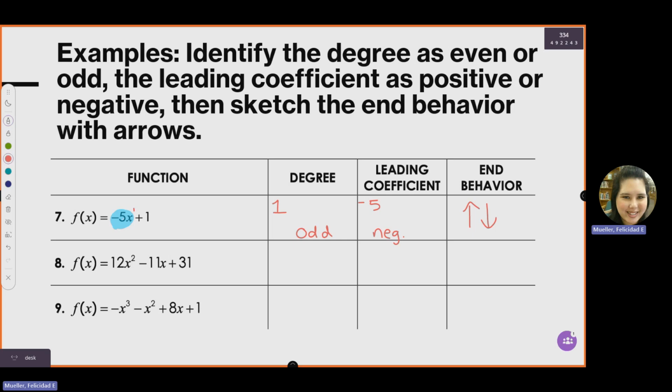All right, let's take a look at 8 and 9. Looking at 8, my leading coefficient is 12. My degree is 2, so that is even and positive. So that means we're going to go up, up. I am writing the number I'm referring to make sure that we're all looking at the correct number. For my number 9, my degree is 3. My leading coefficient is -1. So that is odd negative. So that would be up, then down.